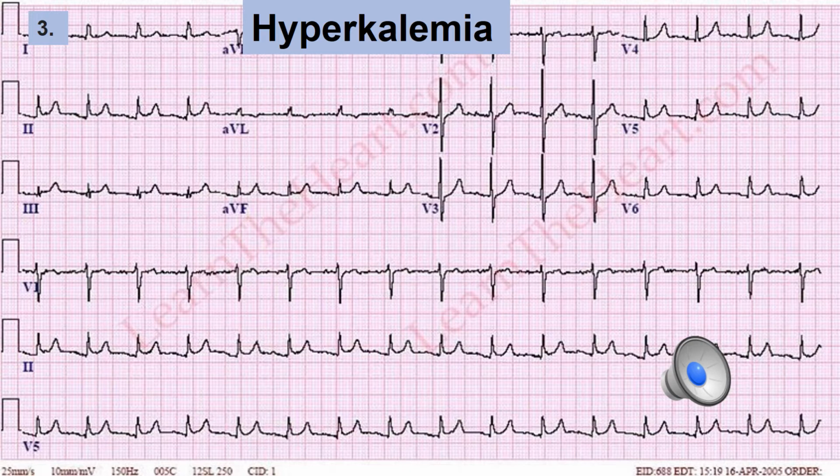All right, number 3 was also hyperkalemia. We can definitely see that T wave here is super peaked. It's almost as tall as the QRS wave, especially in lead 2. Again, there is no P wave here, so number 3 is hyperkalemia.